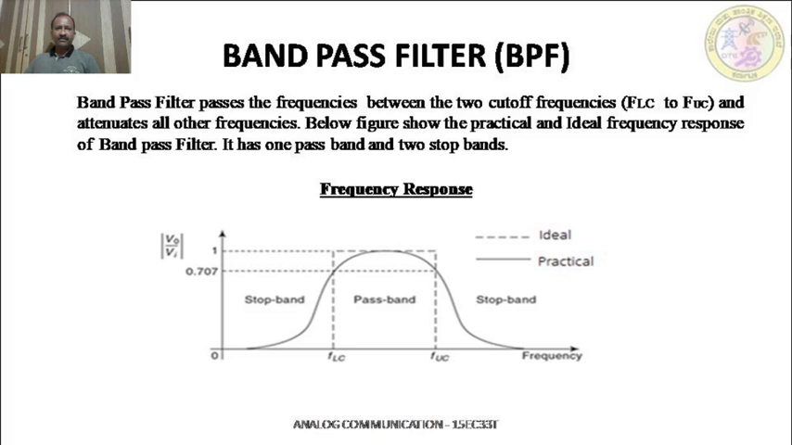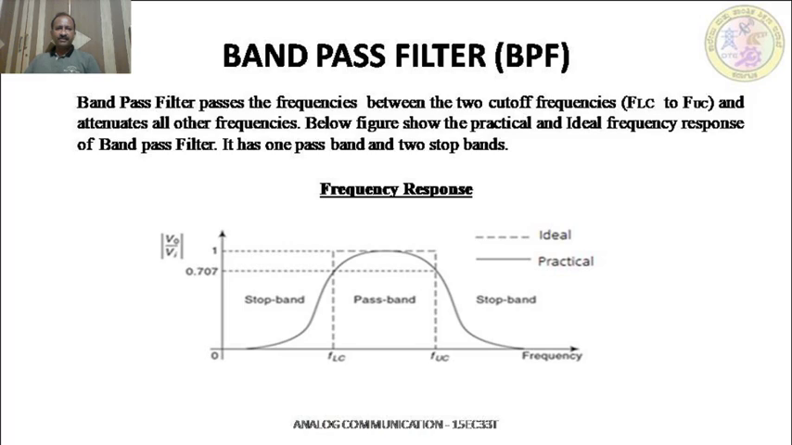That type of filter you are going to call a band pass filter. For this filter you are going to have two stop bands and one pass band, and then you are going to have two cutoff frequencies. They are called the lower cutoff frequency and the higher cutoff frequency.